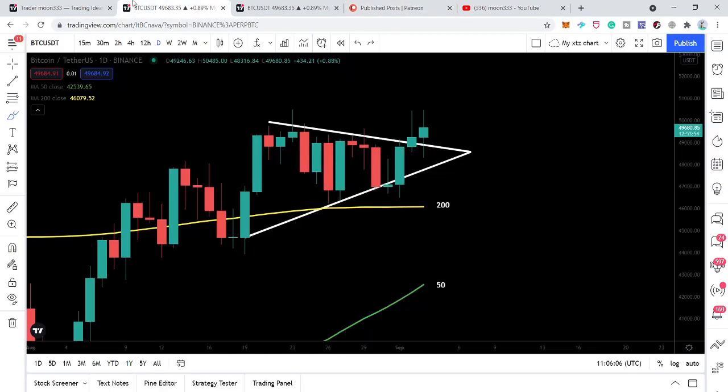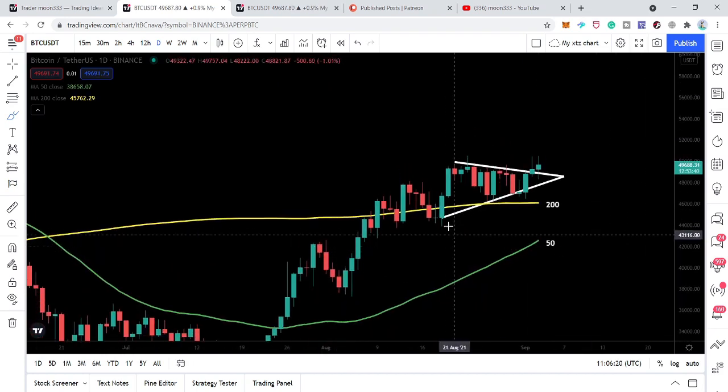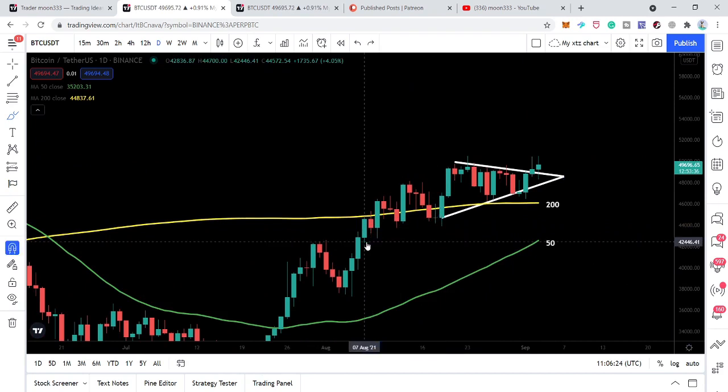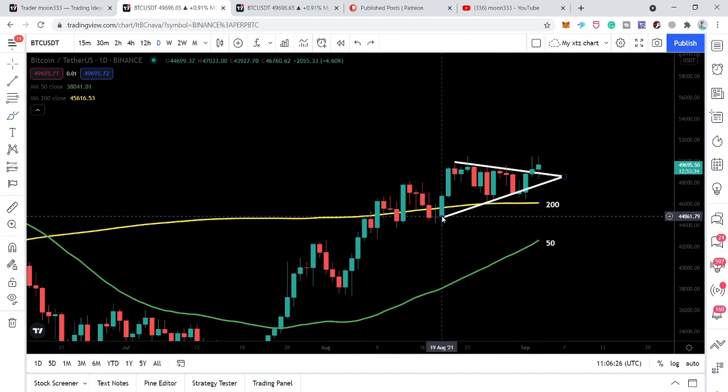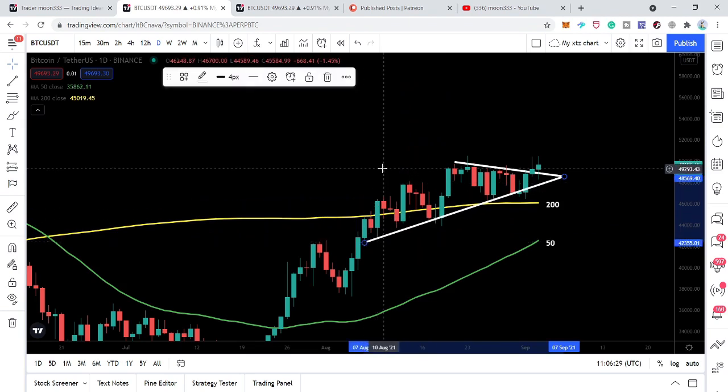Now let's move to the live daily time frame. And here we can see that the price action formed this symmetrical triangle, and this support did not start from this candlestick. If I zoom this chart out, then we can see this support is coming from these candlesticks.